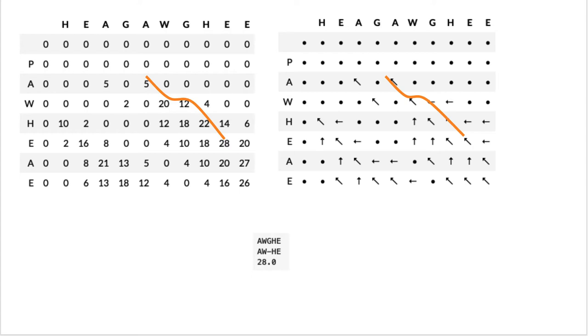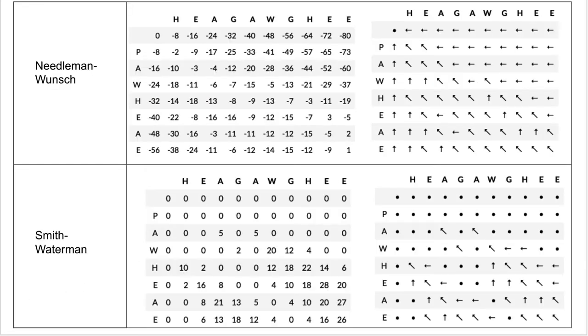Similar to how we scored a Needleman-Wunsch alignment, we score a Smith-Waterman alignment based on the value that is in the cell that we started from. This is actually the same as for Needleman-Wunsch. With Needleman-Wunsch, we gave our alignment a score of 1 because we started transcribing here when we did our traceback. Now we start transcribing at 28, and so that's the score of the Smith-Waterman alignment.